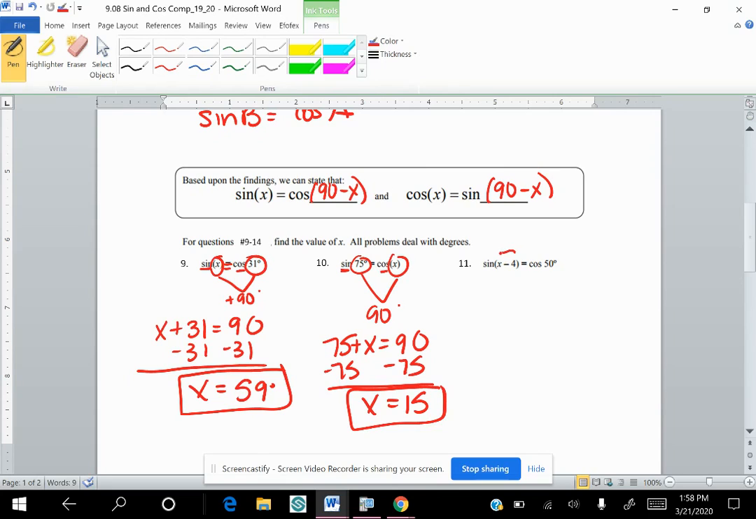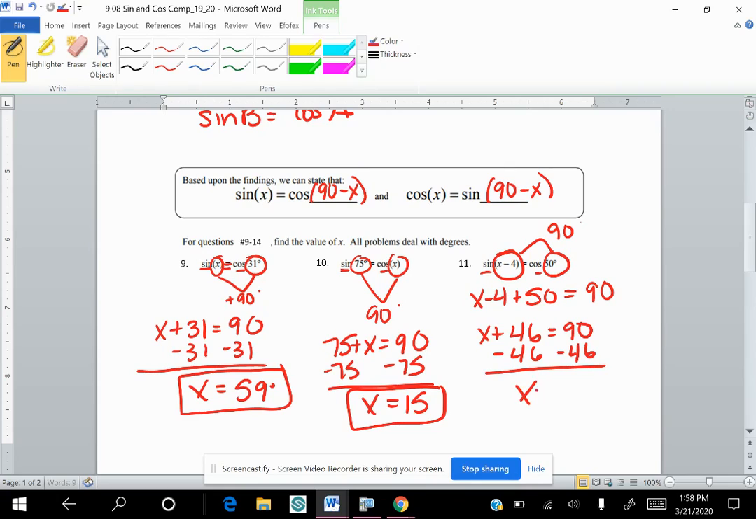Let's go a little harder. Sine and cosine are equal, so their angles add to 90. So x minus 4 is the first angle, plus 50 is the second angle, equals 90. Combine your like terms. 50 minus 4 gives us 46. Subtract your 46 from both sides, and x is 44.